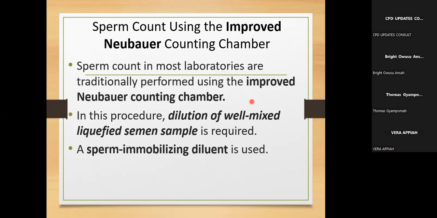Sperm counts in most laboratories are traditionally performed using the improved counting chamber, and I'm sure everybody has seen one and is using it. In this procedure, dilution of a well-mixed liquefied semen sample is required. A sperm-immobilizing diluent is also required. I hope you get it. So here you are going to use a diluting fluid, and that diluting fluid must be one which is able to immobilize, for that matter kill, the sperms. And we are also going to see the other procedures that go along with it.